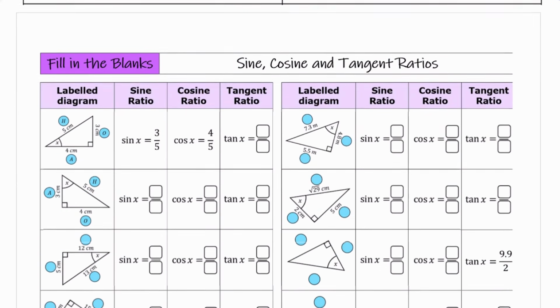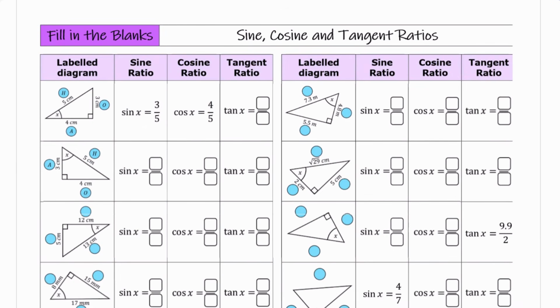Taking a look here, we got some good fill-in-the-blank problems. Let me highlight the problem in the top left corner first. I am looking from this angle here. Across from it, notice how I wrote O for opposite. Across from the right angle is my hypotenuse, and then the A is my adjacent side. Okay, the sine stands for 3/5. The cosine of x stands for 4/5.